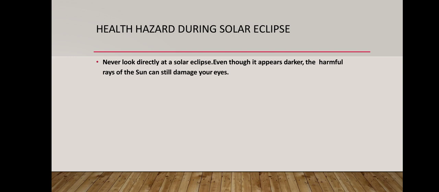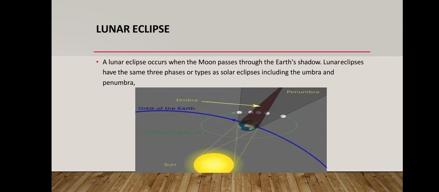Never look directly at a solar eclipse even though it appears darker. The harmful rays of the sun can still damage your eyes, and the skin can burn or the retina can be damaged as well. And the second type of eclipse is the lunar eclipse. A lunar eclipse occurs when the moon passes through the earth's shadow.